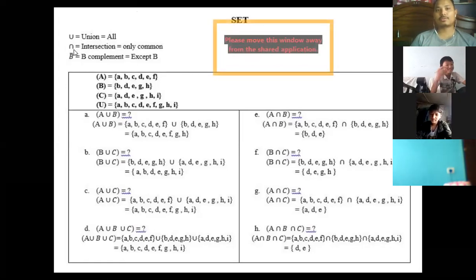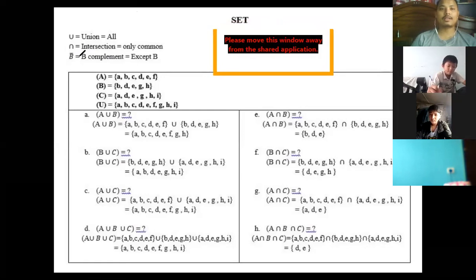This opposite U, that is your N type conjunction, is the intersection. So what does intersection mean? Intersection means only the common, only the common numbers. Intersection means only the common number.